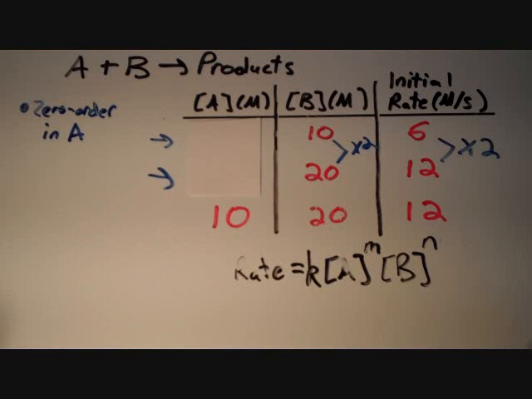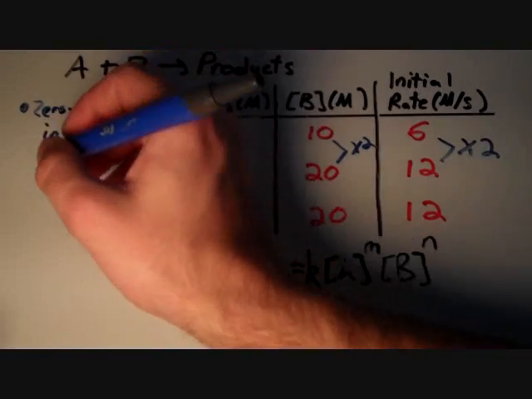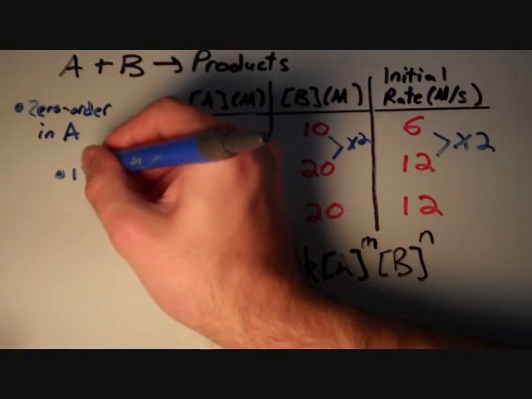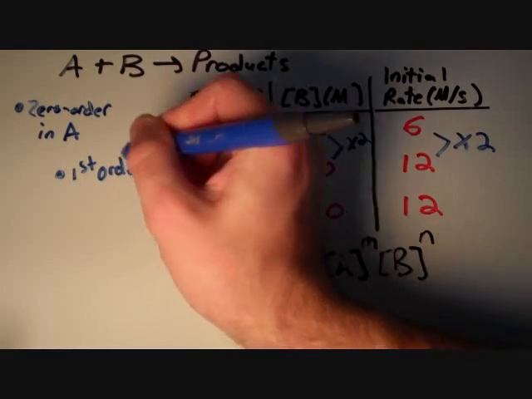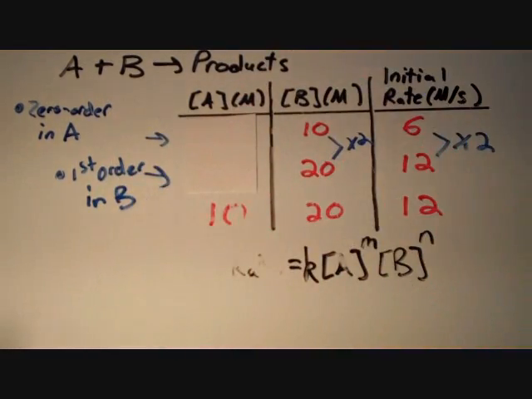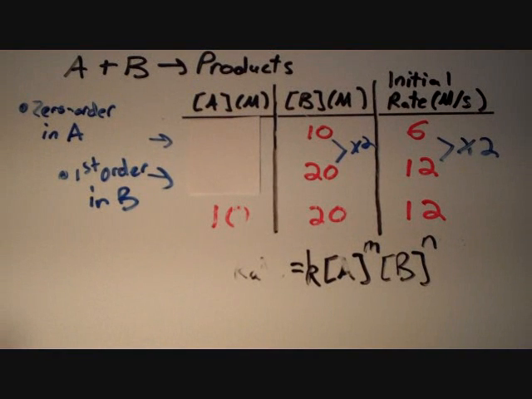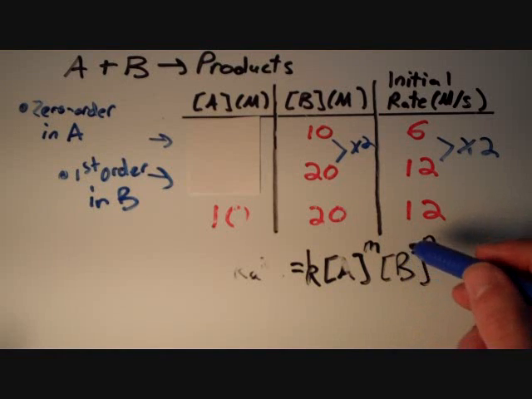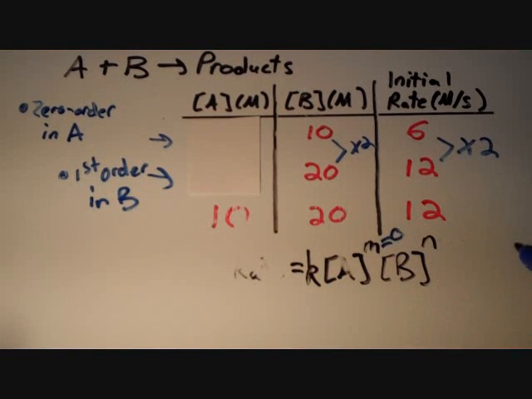So when we double the concentration of B, if the concentration of A is kept constant, the rate will double as well. That means that the initial rate is directly proportional to the concentration of B. And if the rate is directly proportional to the concentration of B, we say that the reaction is first order in B. So we just found the values of M and N. The value of M is 0. The reaction is zero order in A. And the value of N is 1. The reaction is first order in B.